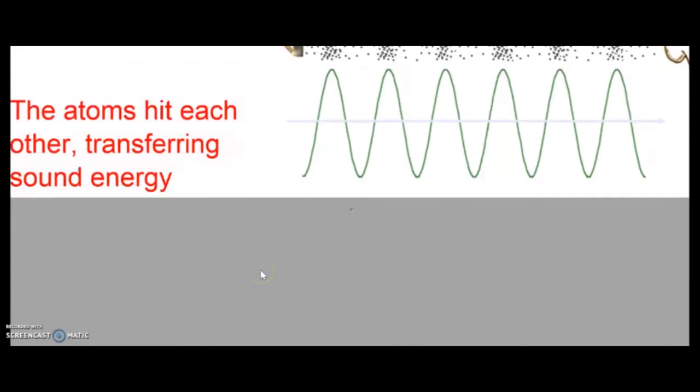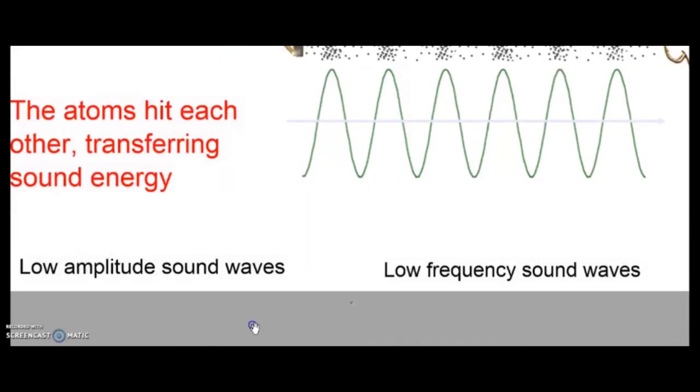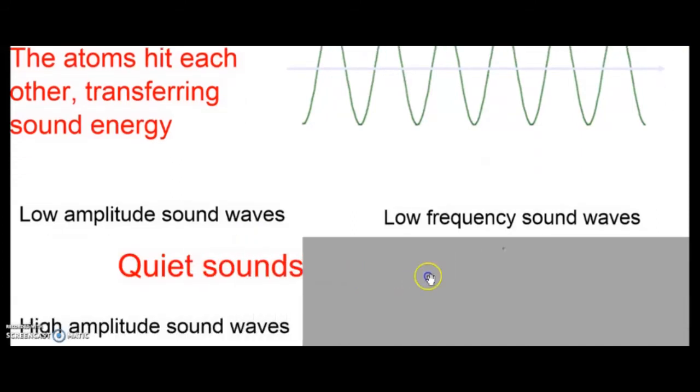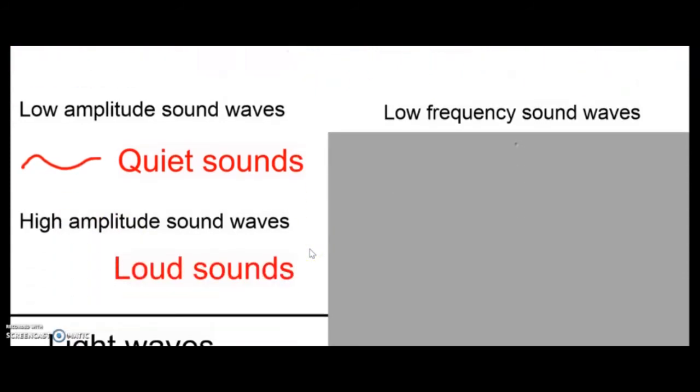So you need to know how this all fits together. We just learned about frequency and amplitude. Well, low amplitude sound waves are really, really quiet sounds. And if you were going to try to draw one, you could say it's a really quiet, low amplitude wave. A high amplitude sound wave, on the other hand, is going to be a very loud sound.